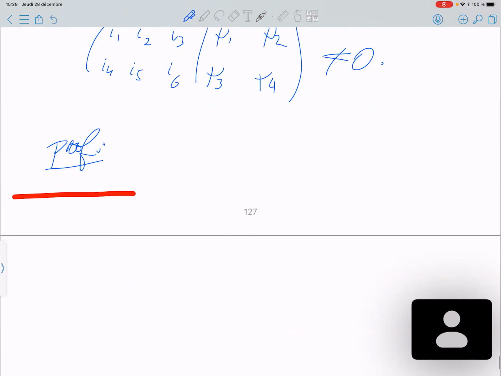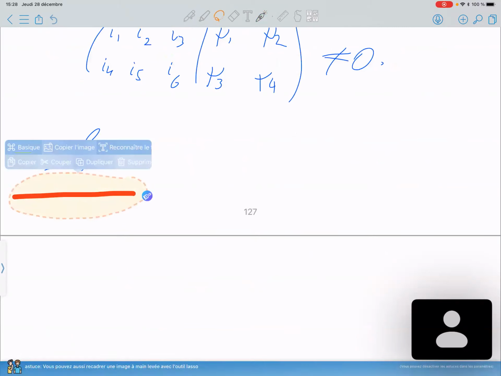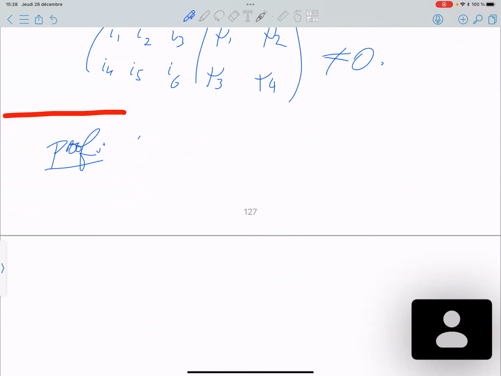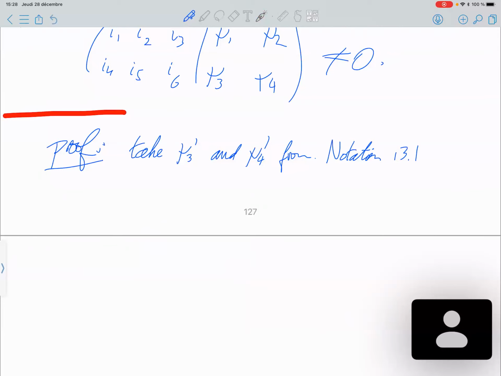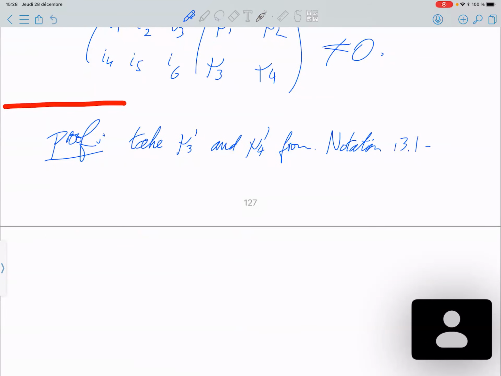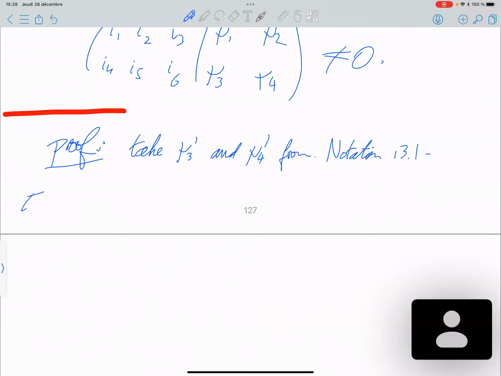Take mu, the element in the dual basis, so the dual of mu3 prime, mu4 prime, from notation like that. Then, by making an appropriate composition, we can, as done pictorially, I will copy and paste the picture to explain what I mean.